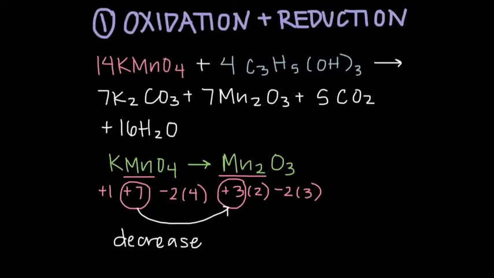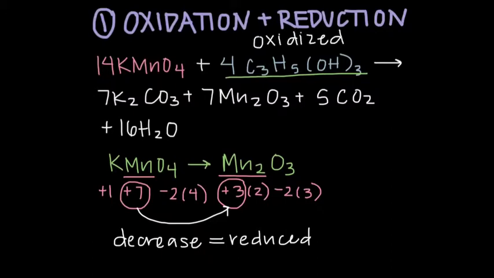Since the oxidation number decreases over the course of the reaction, we say that KMnO4 is reduced, which means that it gains electrons over the course of the reaction. For KMnO4 to be reduced, we know that glycerin has to donate electrons, which means that it is oxidized. Now let's observe the reaction.